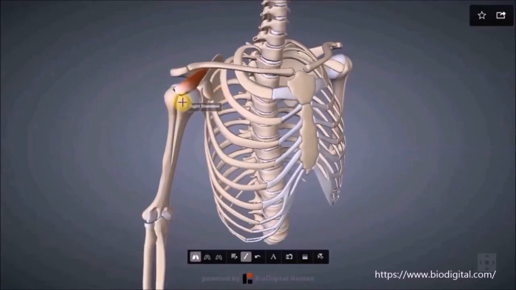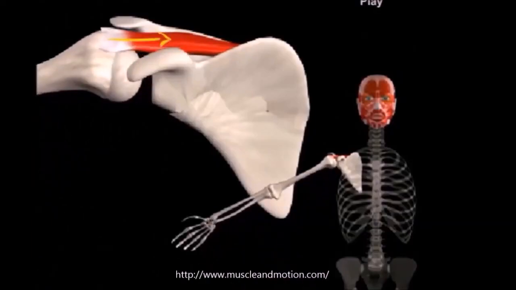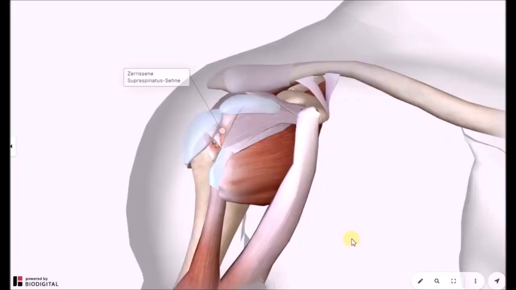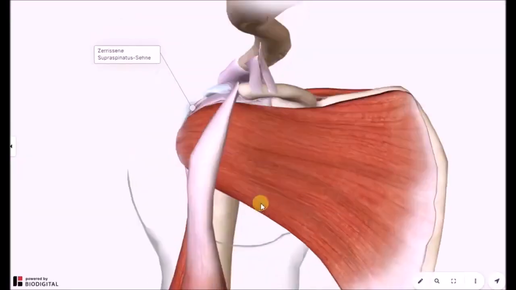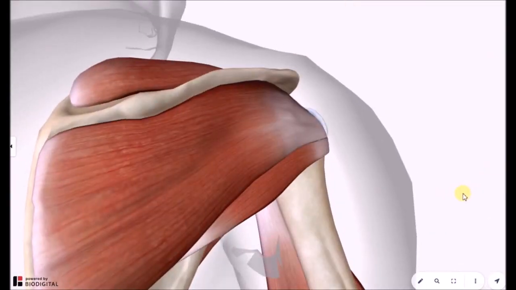The spine of the scapula separates the supraspinatus muscle from the infraspinatus muscle, which originates below the spine. The supraspinatus muscle performs abduction of the arm and pulls the head of the humerus medially towards the glenoid cavity. It independently prevents the head of the humerus from slipping inferiorly.